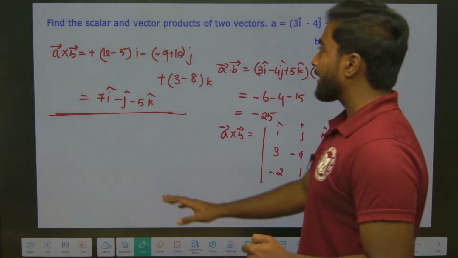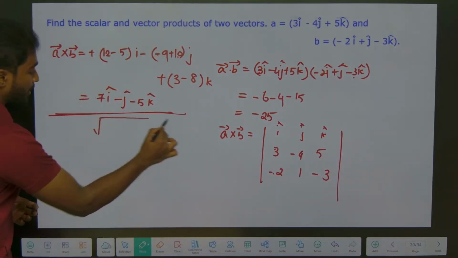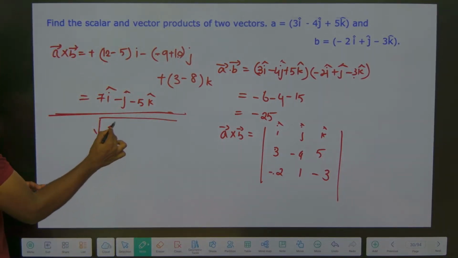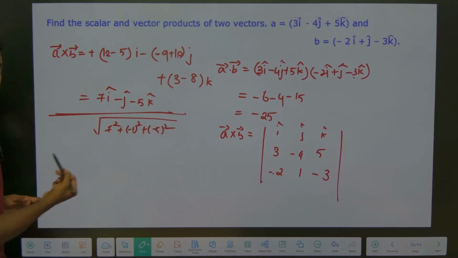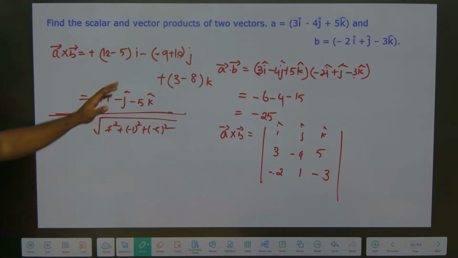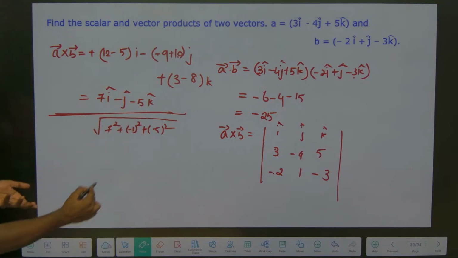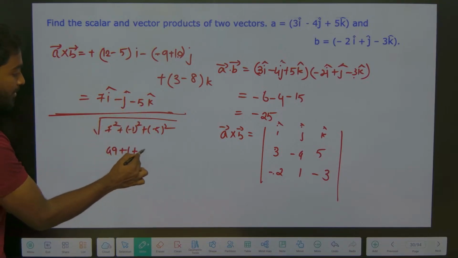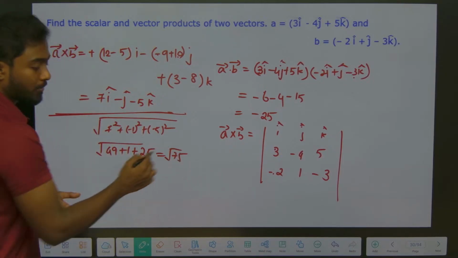So if they are asking the magnitude of the vector, what we will do? Modulus, which means root over 7 square plus minus 1 square plus minus 5 square. Sir, what's the point in keeping negative? I have taken the sign as it is. If we don't take the sign also, no issues, the same answer we will get. So 49 plus 1 plus 25, under root 75.